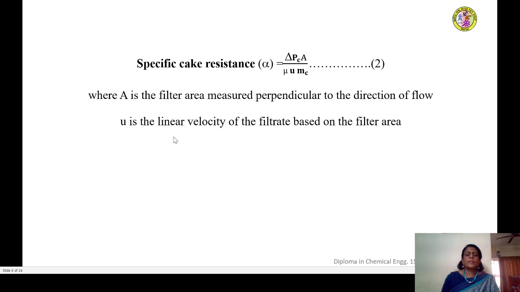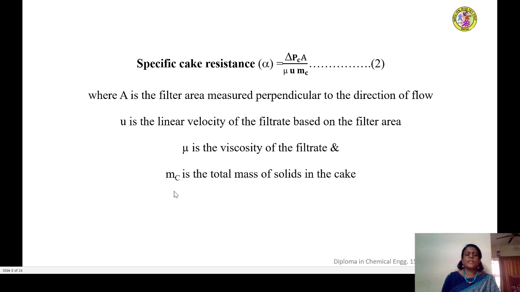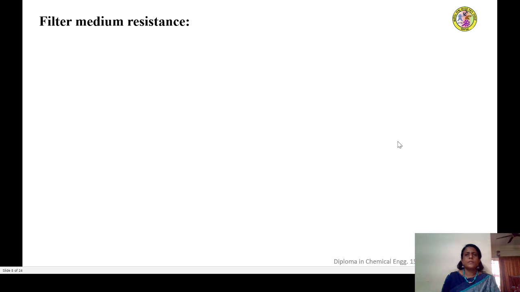This is U and mu is the viscosity, MC is the total mass of solids in the cake. So in SI system, the unit of specific cake resistance alpha is meter per kg. That is the resistance offered by unit mass of the cake.